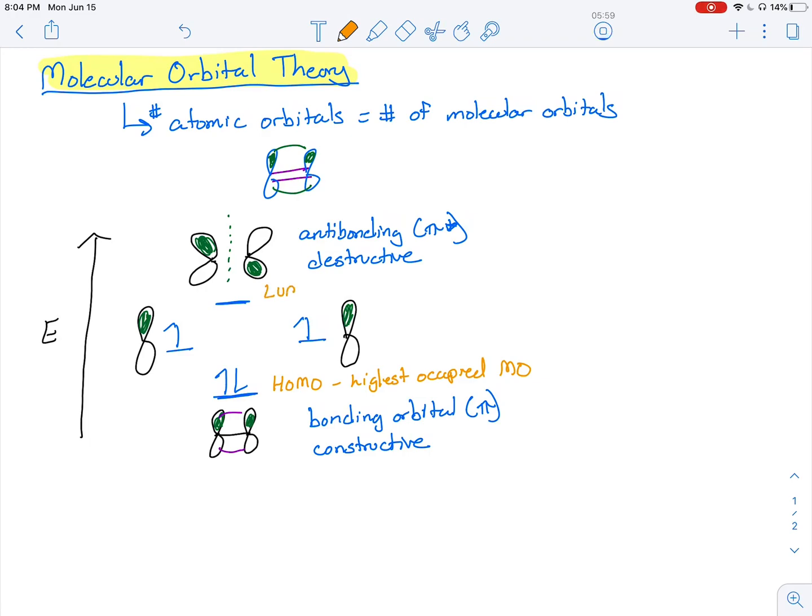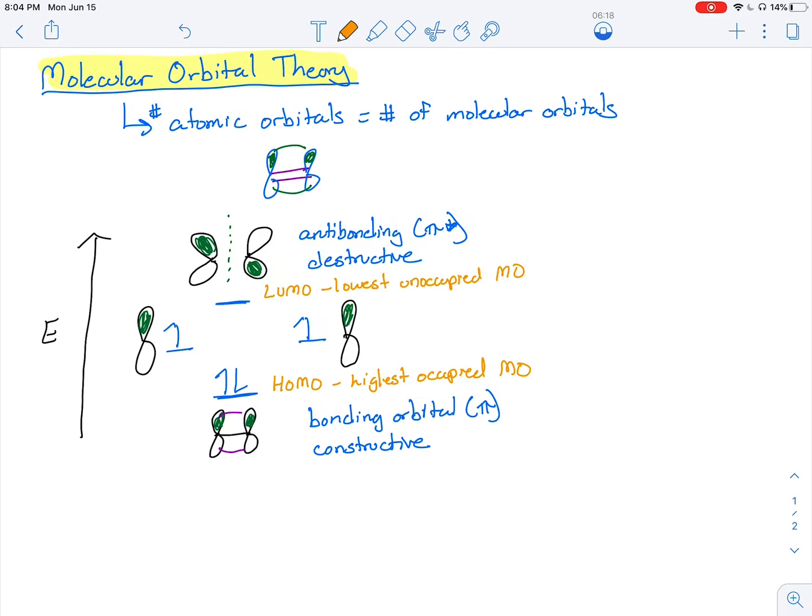This one here is what we call the LUMO. This is the lowest unoccupied molecular orbital. This means that the molecular orbital that is lowest in energy, but that is unoccupied. That is what we refer to as the LUMO.